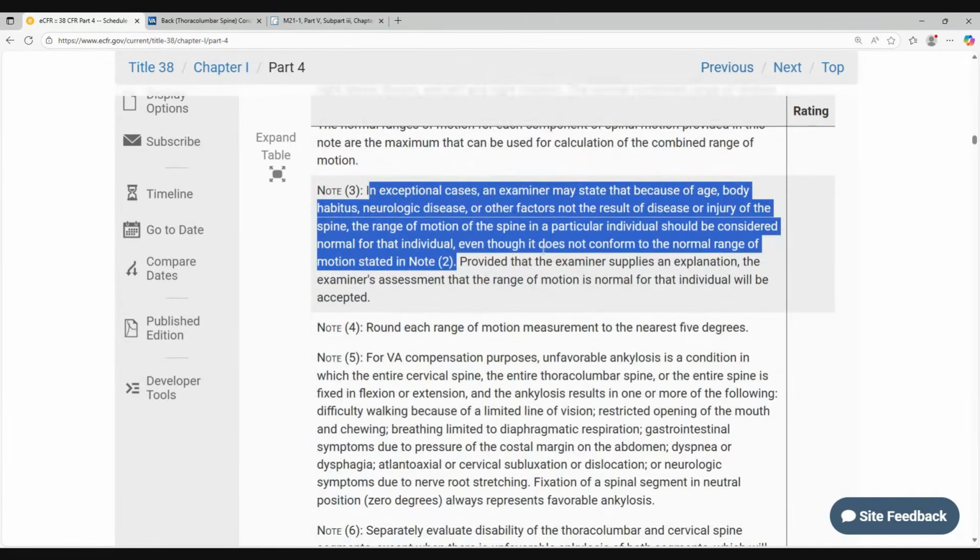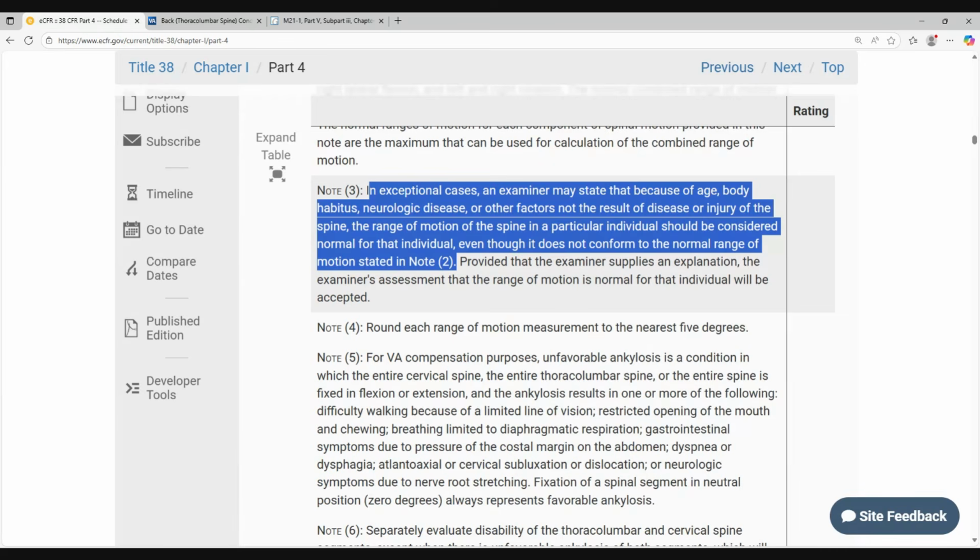However, you have to read the fine print and read the examiner's notes to determine whether they said that this range of motion based upon your age is normal for you. That yes, you are impaired to this degree, but that is normal for your age. This helps with being able to, number one, effectively fight an appeal, because you could go to a different doctor who says, no, that range of motion is not normal for somebody with that particular habitus or neurological condition.